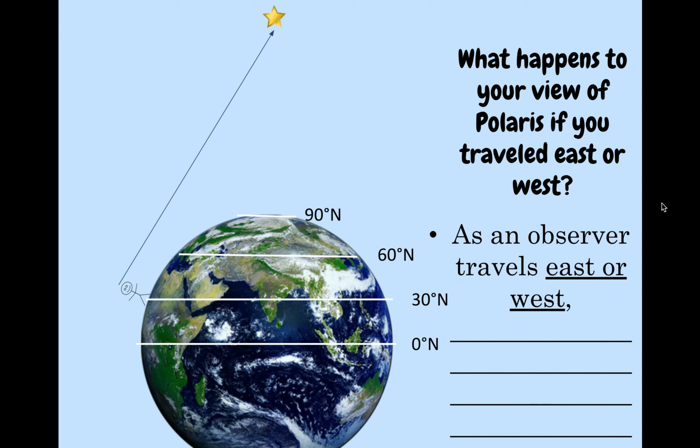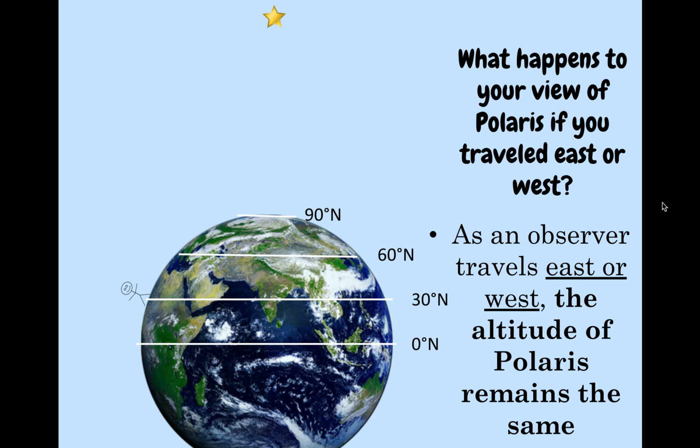Now let's consider what happens to your view of Polaris if you traveled east or traveled west. Imagine we have our person at 30 degrees north and they traveled due east, meaning they follow that same line of latitude over here. And then they traveled due west, again, traveling straight along that line of latitude. Well, the altitude of Polaris would remain the same because they're not changing latitude. It's always going to be the same angle.